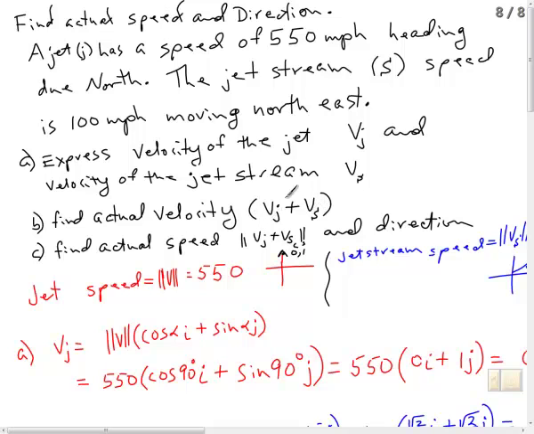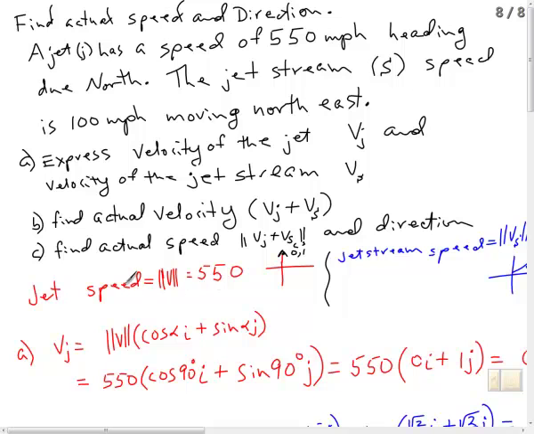Now notice the key word here is velocity. So there's a difference between velocity and speed. Speed is a scalar. It's just like a reading on a speedometer. It gives you how fast you're going, whereas velocity gives you both speed and direction. We want to find the actual speed. So in other words, basically what we're doing is we're taking the actual velocity and we're going to find the magnitude of that. And that's going to give us our speed in relation to the wind or the jet stream.